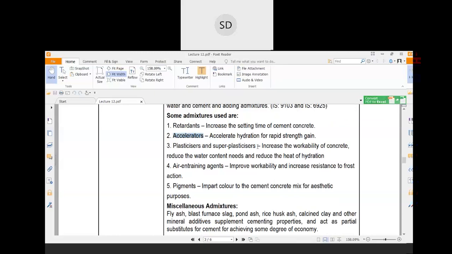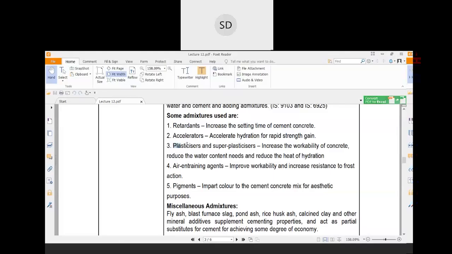Then plasticizers and super plasticizers. Plasticizers and super plasticizers are used to increase the workability of the concrete, reduce the water content needs, and reduce the heat of hydration. Okay, so these are the plasticizers and super plasticizers.